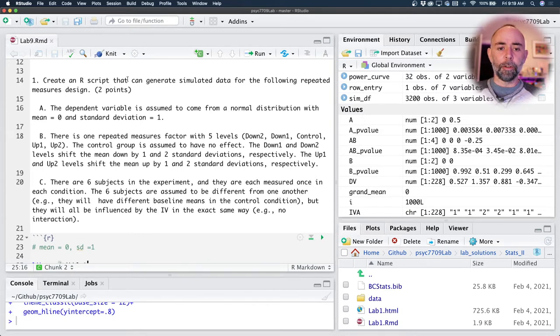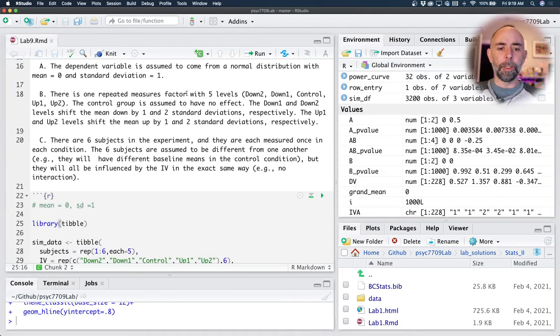We are creating an R script that can generate simulated data for the following repeated measures design. The dependent variable is assumed to come from a normal distribution with mean 0 and standard deviation 1. There's a repeated measures factor with 5 levels. We're calling them down 2, down 1, control, up 1, and up 2. We're assuming the control group has no effect. And down 1 and down 2 shift the mean down by 1 and 2 standard deviations respectively. And up 1 and up 2 shift the mean up by 1 and 2 standard deviations respectively.